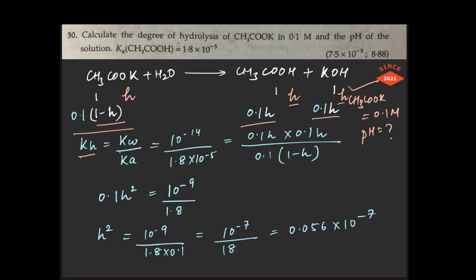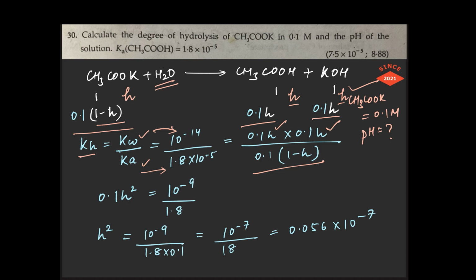Now Kh is equal to Kw divided by Ka. The value of Kw is 10^-14 and Ka is 1.8 × 10^-5. Kh is also equal to the concentration of acetic acid multiplied by the concentration of KOH divided by the concentration of potassium acetate. The amount of water is constant. So putting in the values, Kw by Ka is equal to 0.1h multiplied by 0.1h divided by 0.1 into (1 minus h).